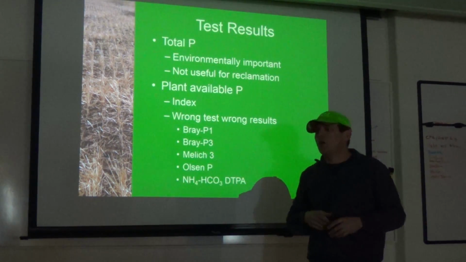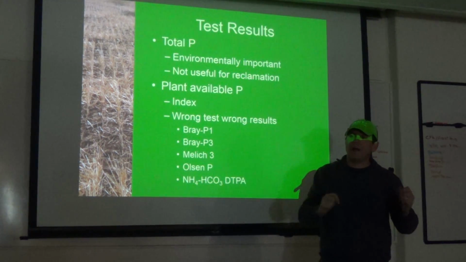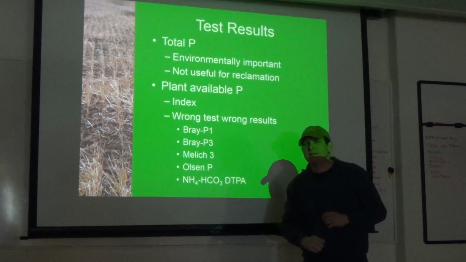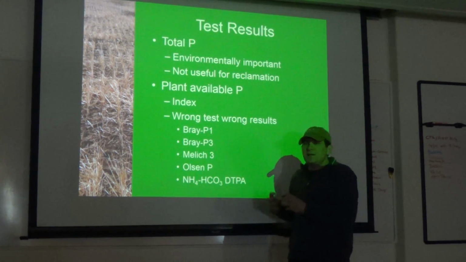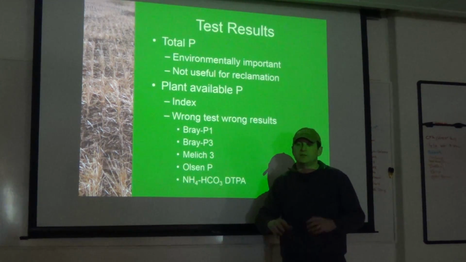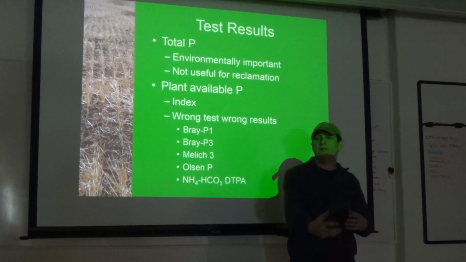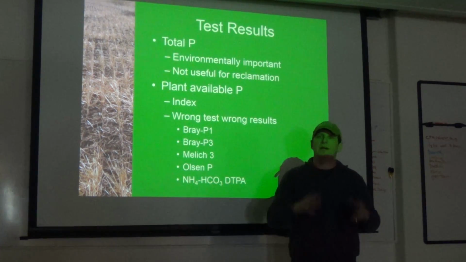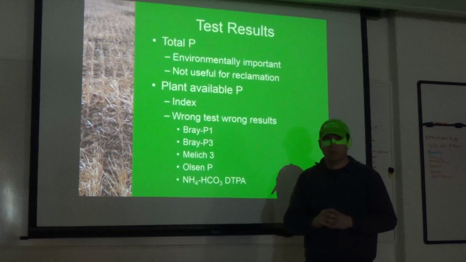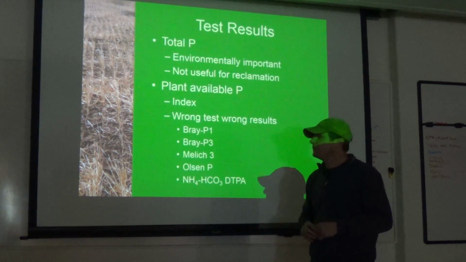These tests are indexes, not actual true values. So what I'm saying there is that in the index, research has done a whole bunch of experiments that says if your P number is this, and you add this much phosphorus to it, your plant will reach 100% yield. It's not that you have this much phosphorus in the soil.